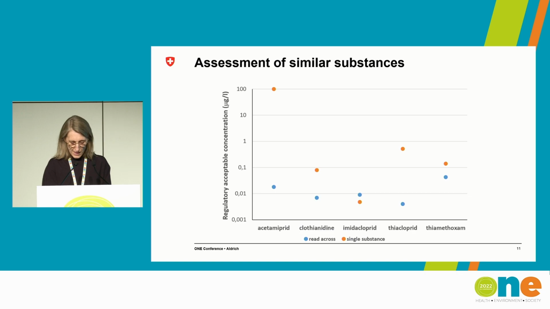So here you can see the regulatory acceptable concentration from neonicotinoids. The RAC for acetamiprid is considerably higher when it is based on a single substance assessment and differs significantly from the other substances than if we use a read-across approach. So we don't know really whether the toxicity or the difference between 2 substances stems from a different quantity or quality of data, or if there's a true difference between the substances. And this read-across approach gives a lot more comparable risk assessment than a single substance assessment.